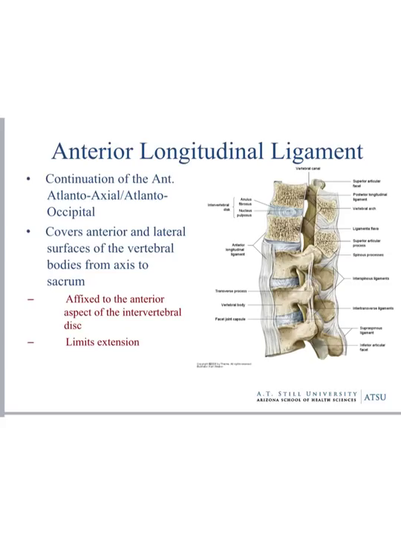The anterior longitudinal ligament is a long ligament that is in the anterior aspect of the vertebral bodies. It spans the length of the spine and covers the anterior and lateral surfaces of the vertebral bodies. It is attached to the anterior aspect of the intervertebral disc as well as the vertebral bodies. This is one of the only ligaments that will help limit extension of the spine.